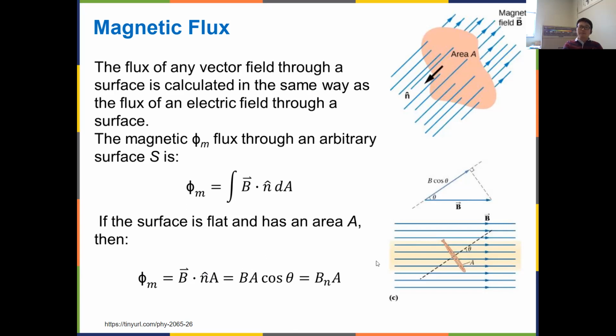So this is a dot product. The result will be BA cosine theta if it's a constant B field. Okay. If varying, you'll be doing integration there. Okay. So the angle theta is the angle the B field and the normal direction of the area make. Okay. So that's the angle theta.